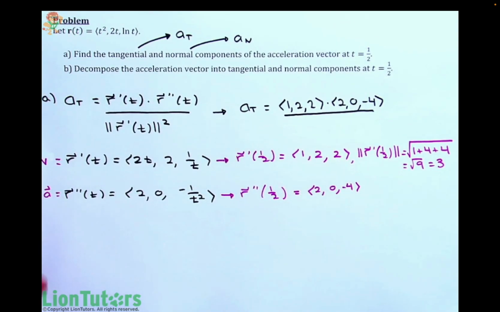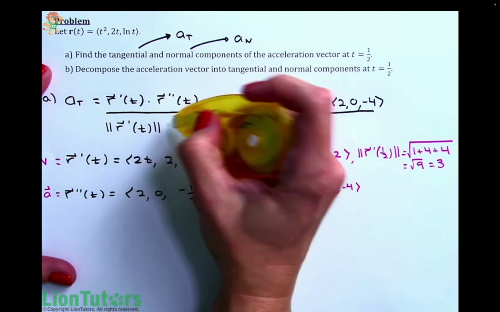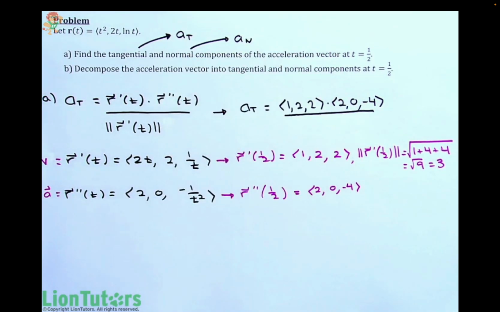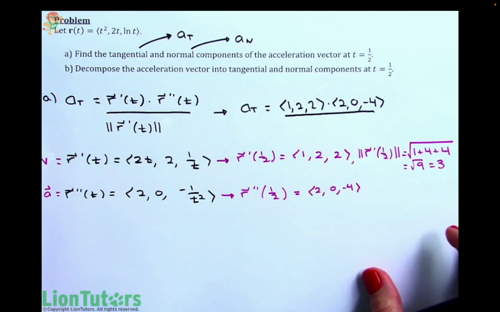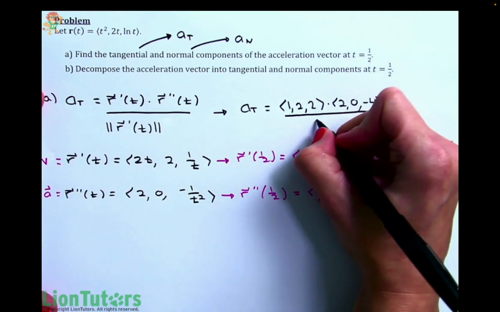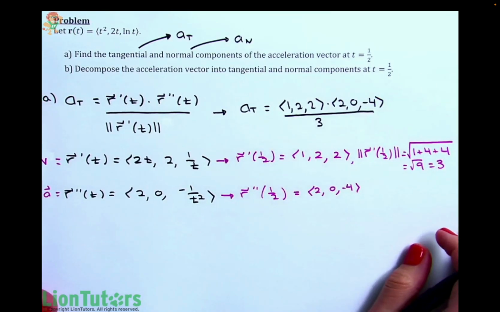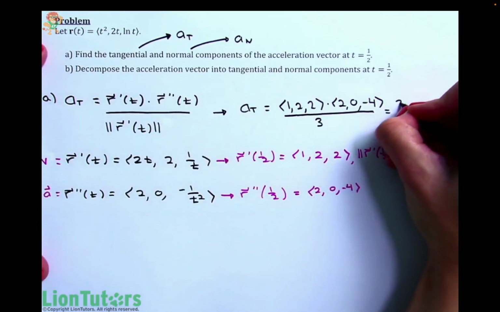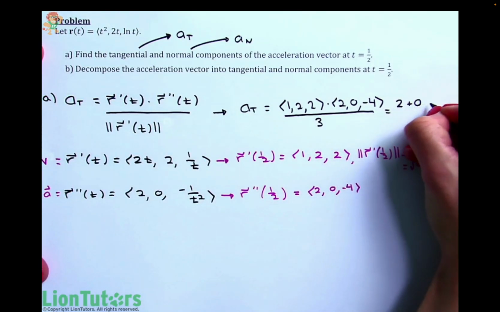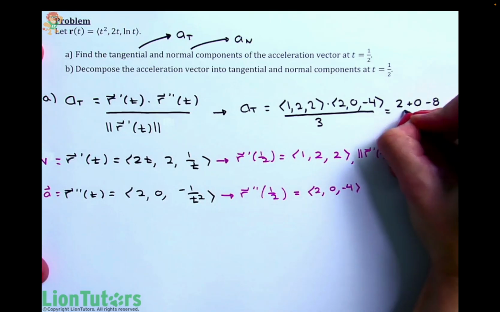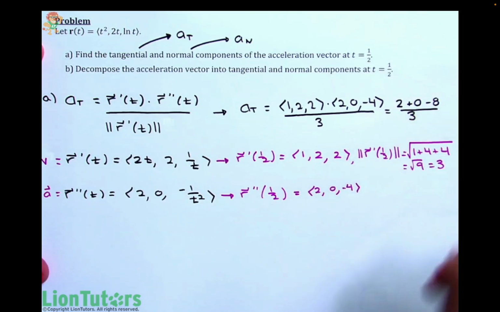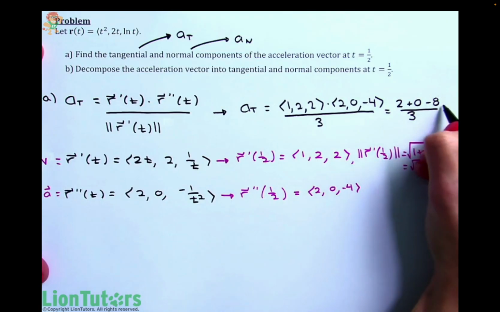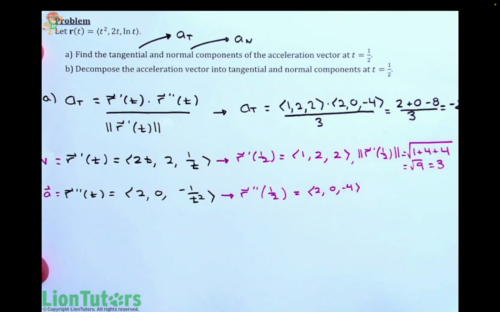I just realized I put a squared here by accident. There should not be a squared there. My apologies on that. Divided by the magnitude of r prime of t, and the magnitude of r prime of t is 3. So when we compute the dot product, 1 times 2 is 2, 2 times 0 is 0, 2 times negative 4 would be negative 8. So overall, that's going to give us negative 6 over 3, or in other words, negative 2.